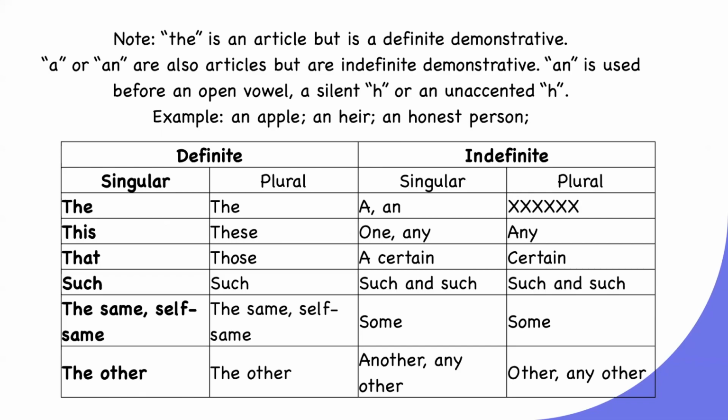Again, I'm going to read across the board. So we do definite, singular, plural. The, this, these, that, those, such, the same, self-same, the other. Now, indefinite: the singular a or an has no plural. One, any, plural is any. A certain, certain. Such and such, some. Another, any other, plural is other, any other.